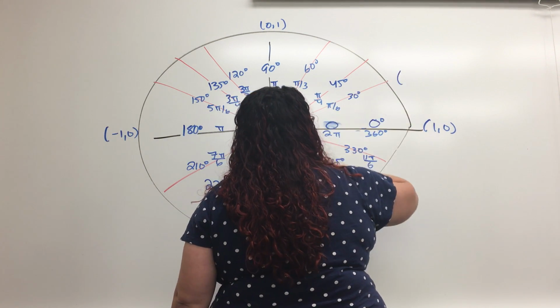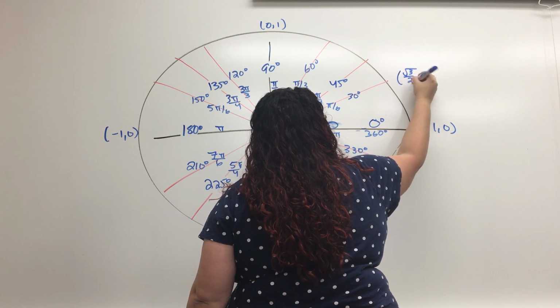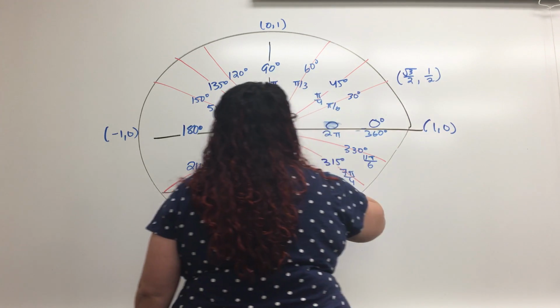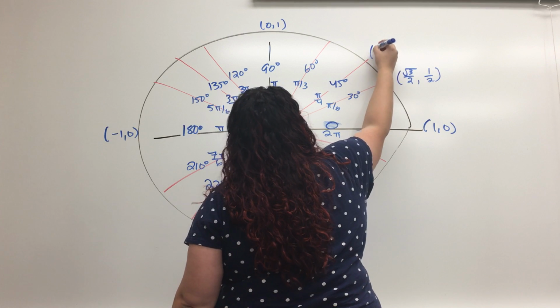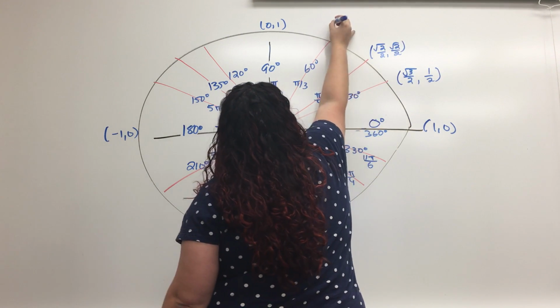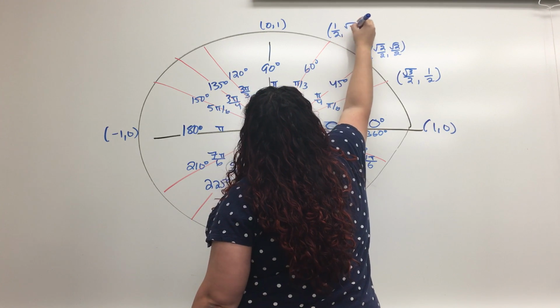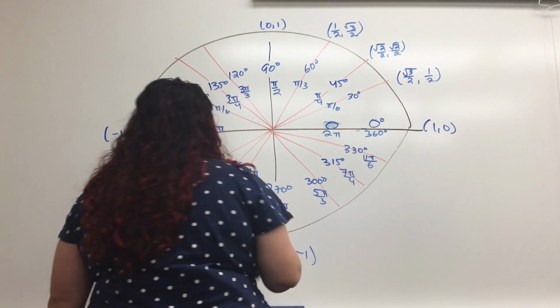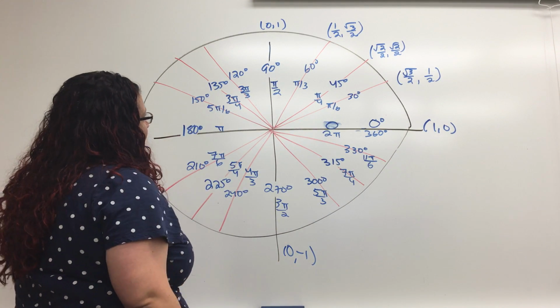30 degrees has a cosine of square root 3 over 2 and a sine of a half. 45 degrees, they're both root 2 over 2. And 60 degrees is 1/2, comma root 3 over 2. Now there's patterns for everything else.